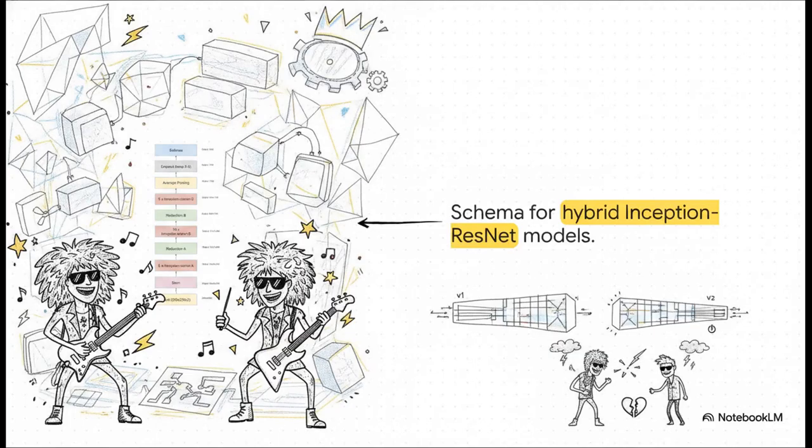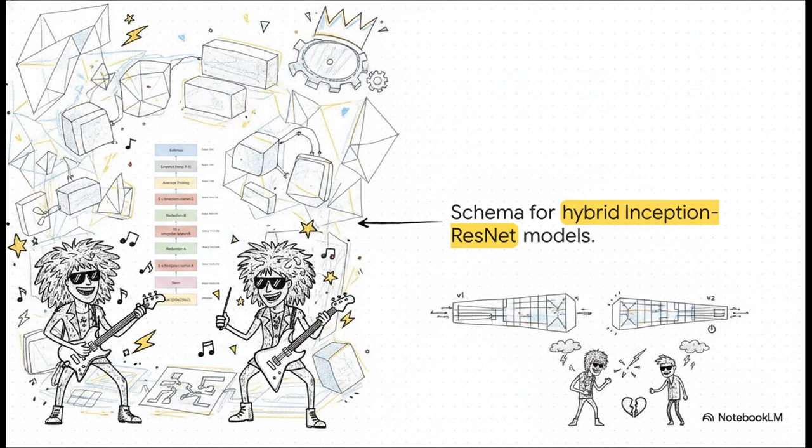So when our two rock stars finally form a band, this is what it looks like. This is the schema for the Inception-ResNet hybrid networks. The researchers basically replaced the filter concatenation stage of the traditional Inception architecture with these new residual connections. And they created two main versions.